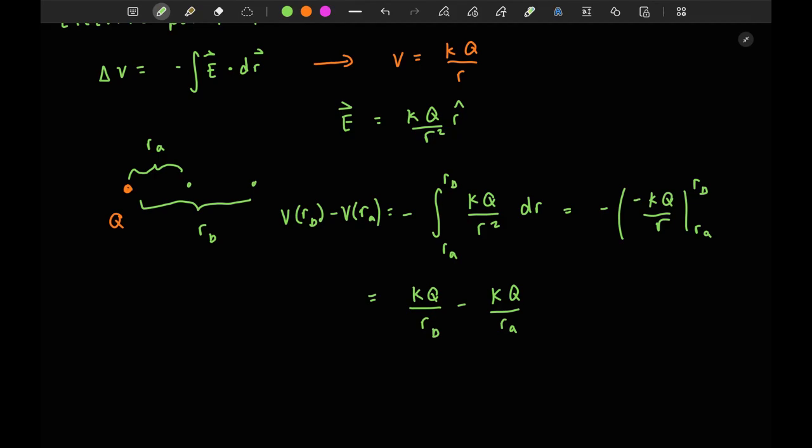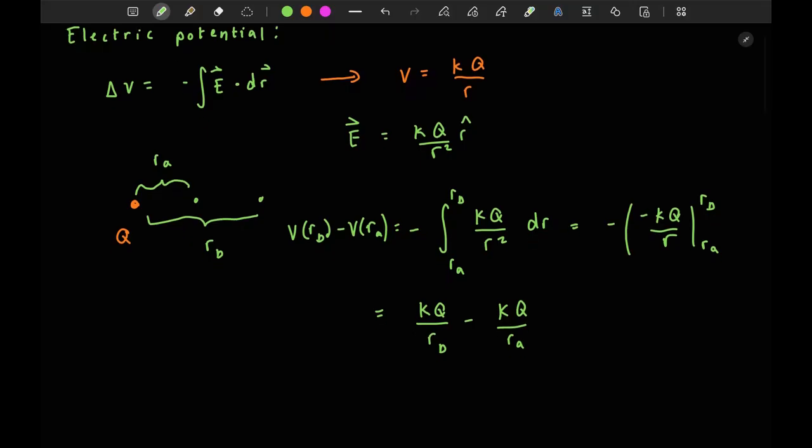Now, let's just do a quick intuition check about whether we have the correct sign. Since RA is less than RB, the overall sign of this is negative, since KQ over RA is larger. Does that make sense? Yes, moving along the direction of electric field gives us a decrease in electric potential.